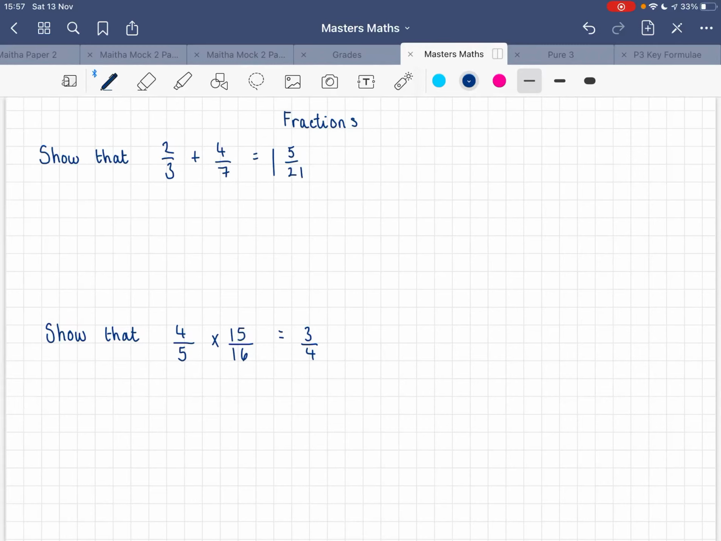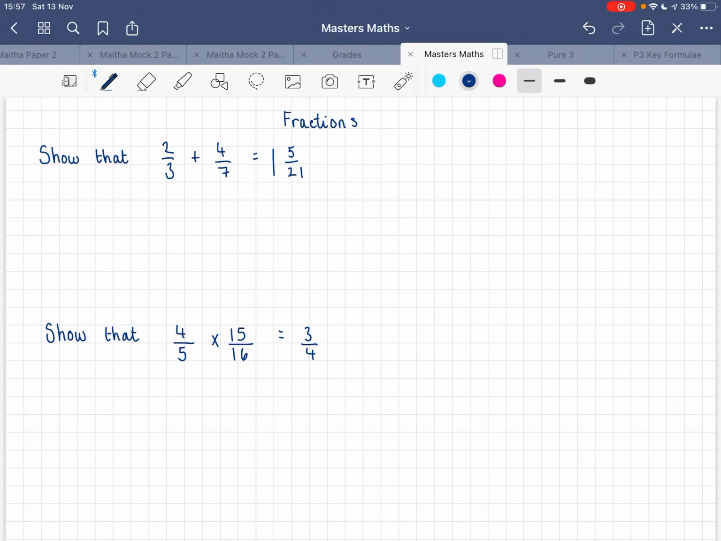Hello and welcome to another whistle-stop tour of another iGCSE topic. This time we're doing fractions. Key things we're looking at are the kind of fraction calculation questions. So adding fractions, multiplying fractions, dividing fractions.